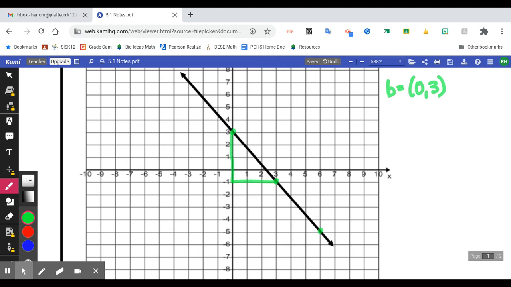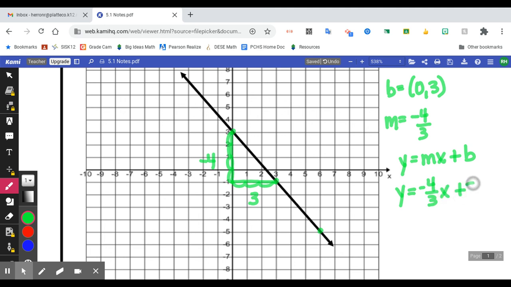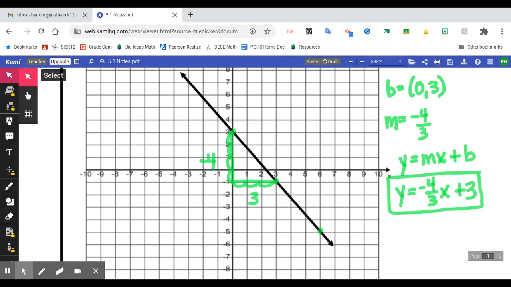Down means we went negative. So 1, 2, 3, 4, -4. 1, 2, 3. So my slope is -4 over 3. I can't simplify that, so I know it's okay. So when I go to plug it in, y equals mx plus b, my m value is -4 over 3. X stays the same, and my b value is +3. Okay.